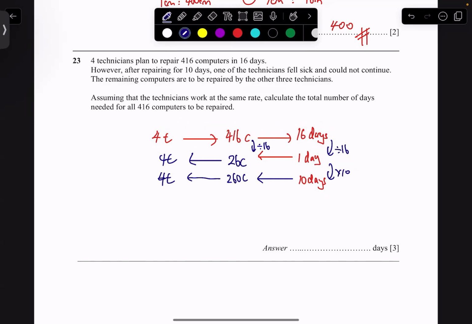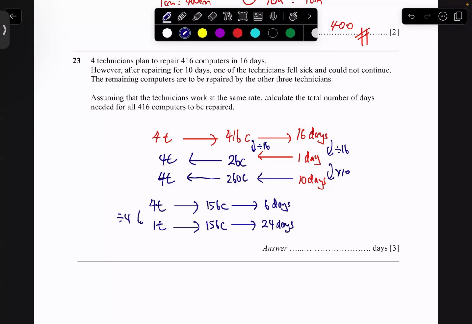So that means for the remaining computers, by right, you should have 6 more days. So now 4 technicians can complete 416 minus 260, 156 computers in the next 6 days. However, if 1 technician were to repair all the computers, how long would it take? To repair 156 computers, it will then take 24 days. Because you divide by 4 for the number of technicians, the number of days will actually times 4.